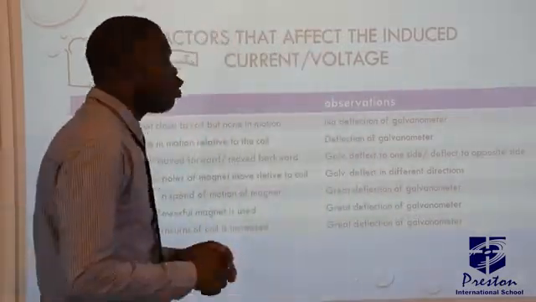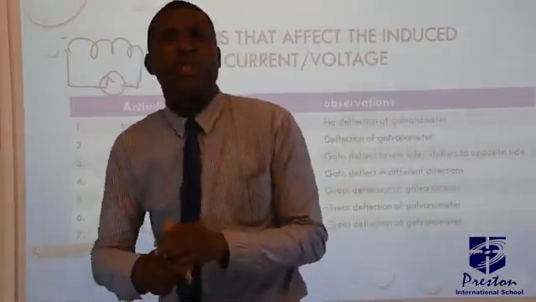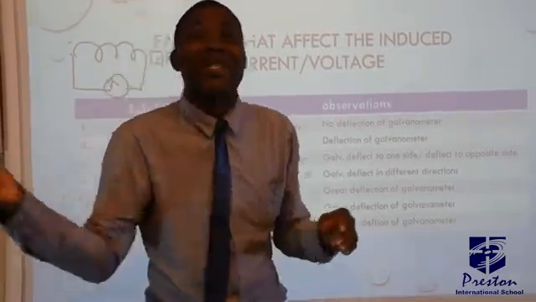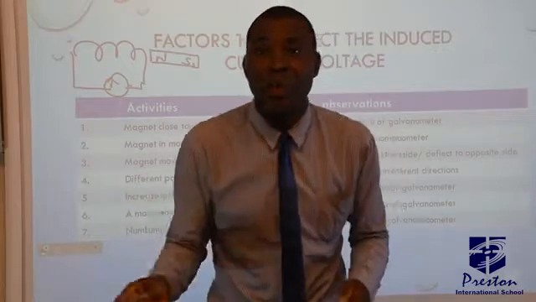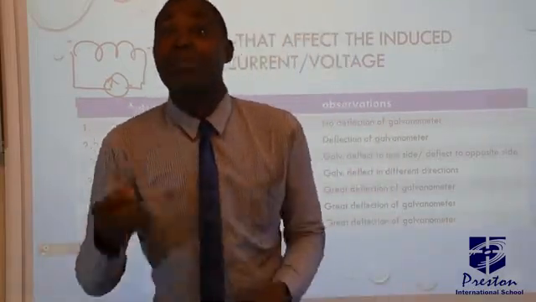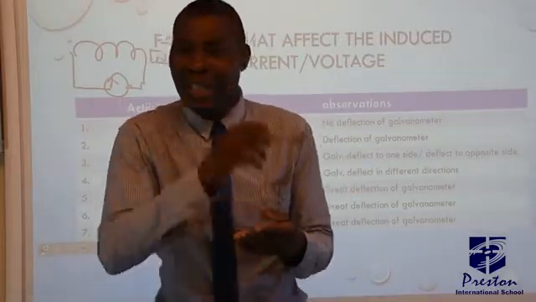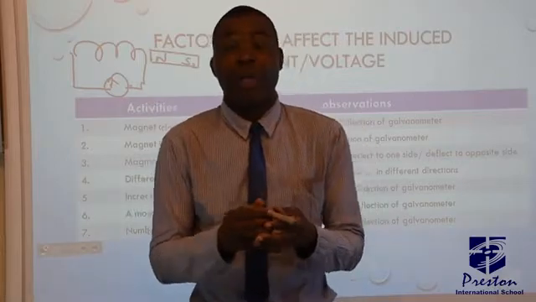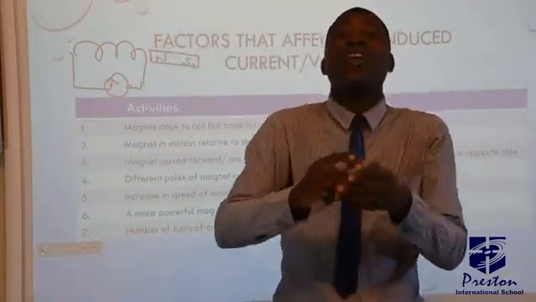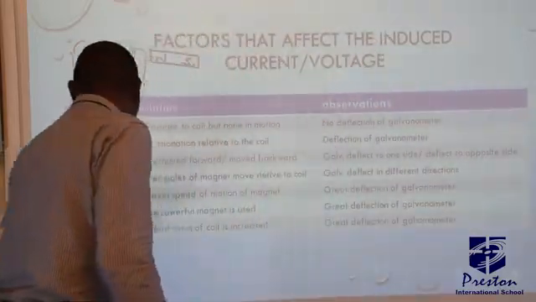Then, lastly, the number of turns. If the number of turns of the coil is increased, we discover that the magnitude of induced current will also increase. How do we know? The deflection of the galvanometer will be very large. Finally, if we put a soft iron core inside that coil and bring your magnet close to it, we discover that the deflection of our galvanometer will be large.